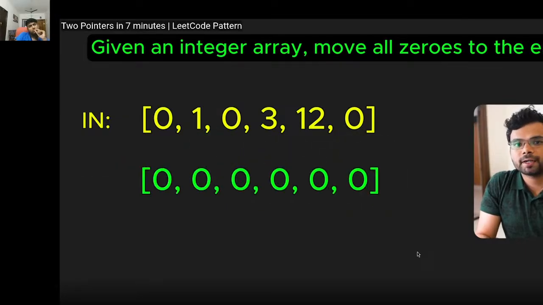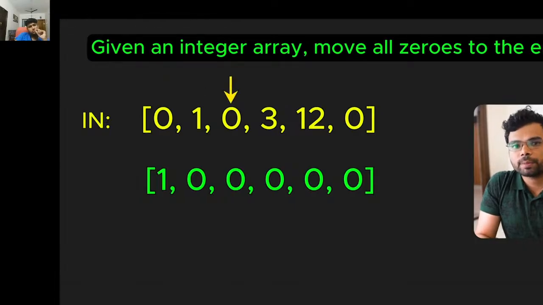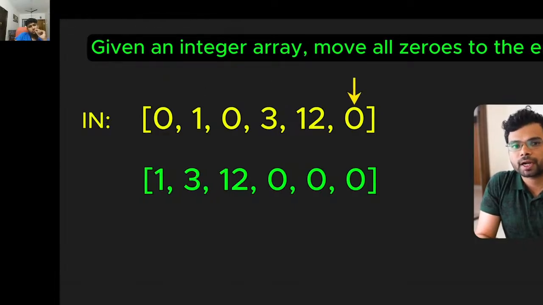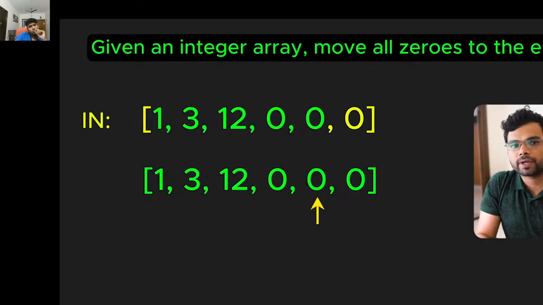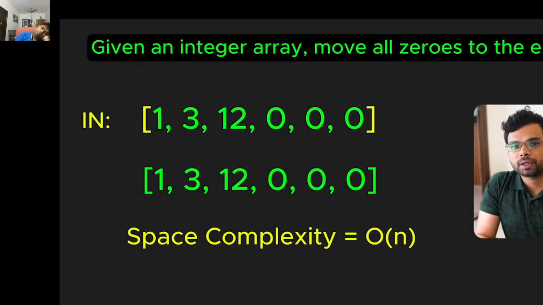A naive approach would be to create a new temporary array initialized with zeros. Then iterate through the original array and copy all non-zero elements to the new array. And finally, copy the temporary array to the original array. This works, but it takes extra space equal to the size of the input array. This violates one of the requirements since we have to do it in place.